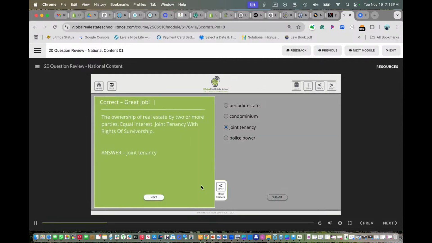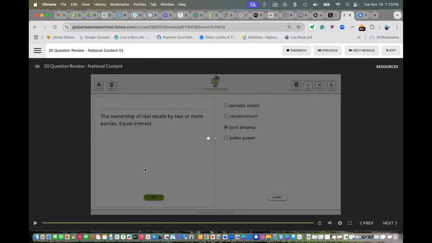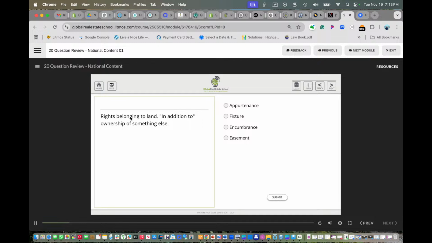All right. And then, so those are little, you really need to know those vocabulary terms. That helps you out a lot when you, so rights belonging to land in addition to ownership of something else.